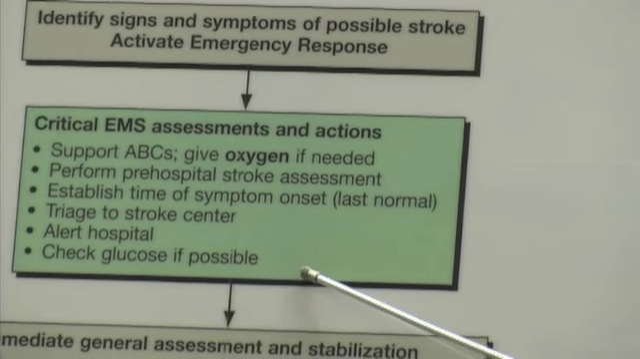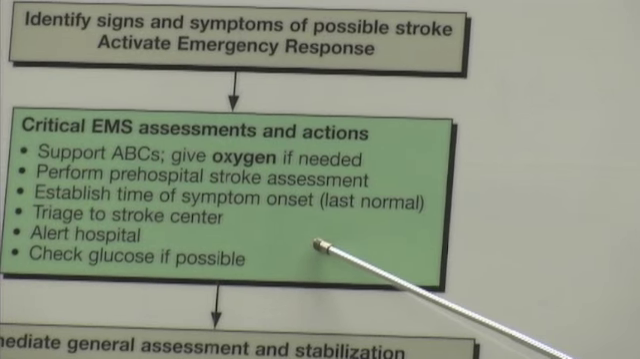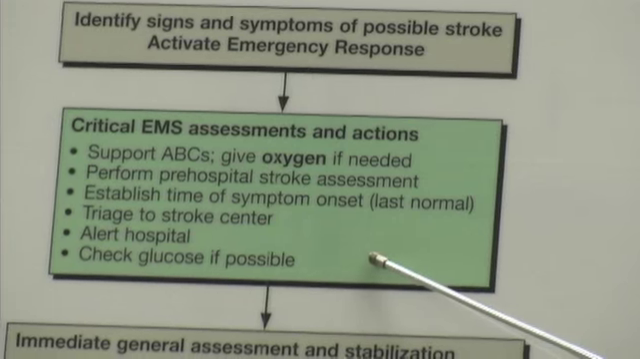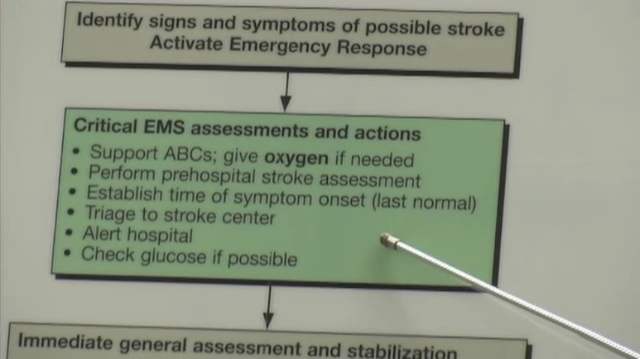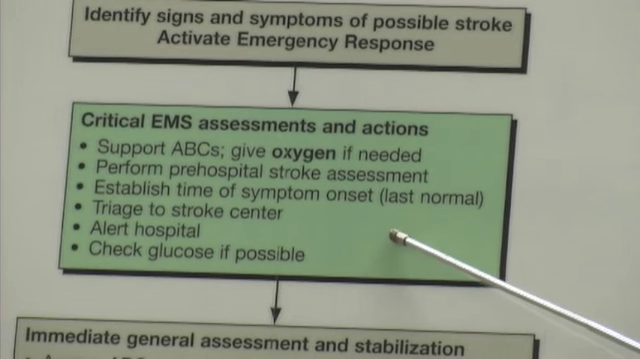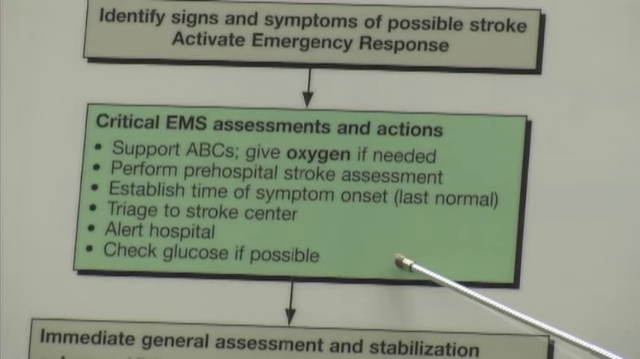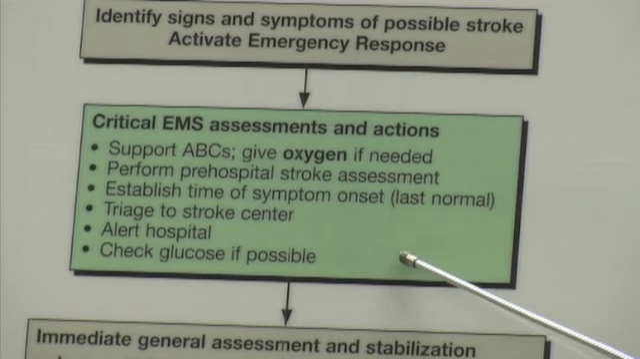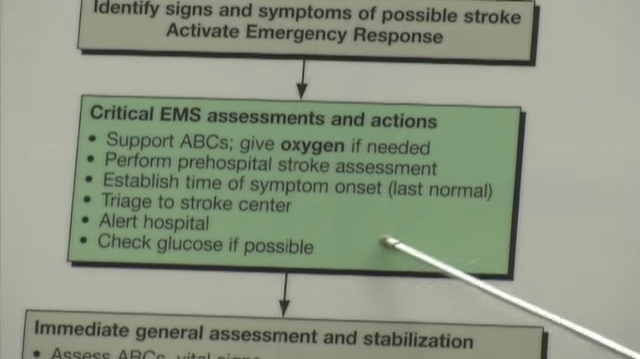Check the sugar level, because patients that are diabetic, if they have a low blood sugar, sometimes that can masquerade or show us signs that could be mistaken for stroke. So check for hypoglycemia, and if you find it, give sugar and see if those symptoms go away.